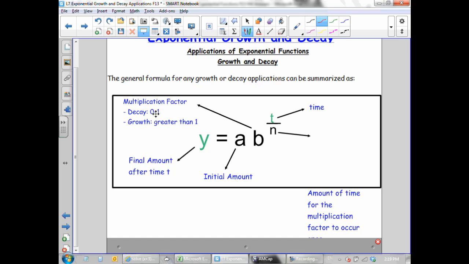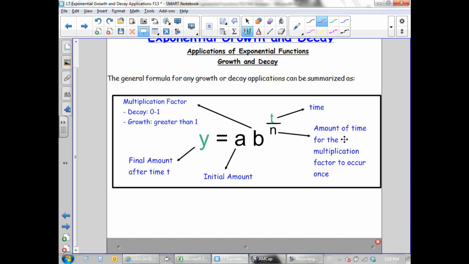Every time we had a number between 0 and 1, we were decaying. We were losing from the original. Every time we had a number greater than 1, we were growing. So that leaves amount of time to go here. It's the amount of time for that multiplication factor to occur. Okay? So that finishes the core learning of the lesson. And now you want to be able to read word problems on this sheet here and try these. But take it slow. There's only about 20 minutes. Try a few. We have all day tomorrow to do this.